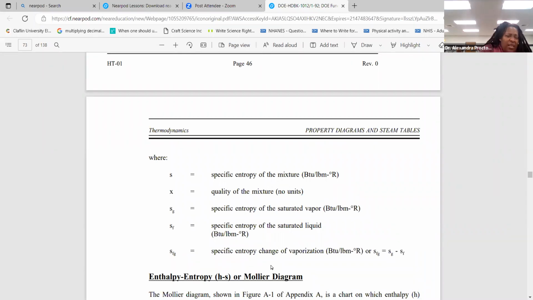So then they took the time to tell you what all of the variables mean for the equation. s is the specific entropy of a mixture, and the units are BTU per pound mass per degree Rankine. x is the quality of the mixture, and that's unitless. s_g is the specific entropy of the saturated vapor, in BTU per pound mass per degree Rankine. s_f is the specific entropy of the saturated liquid, in BTU per pound mass per degree Rankine, and s_fg is the specific entropy change in vaporization, in BTU per pound mass per degree Rankine, where s_fg is equal to s_g minus s_f.